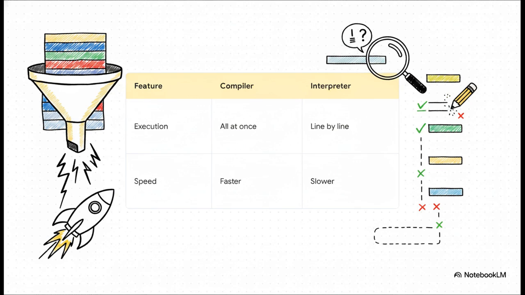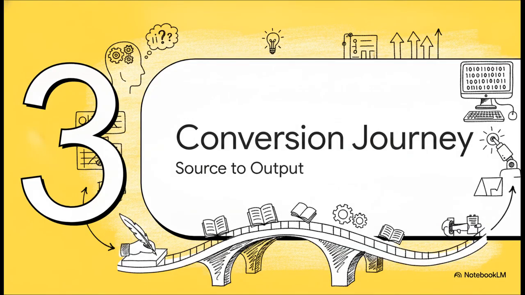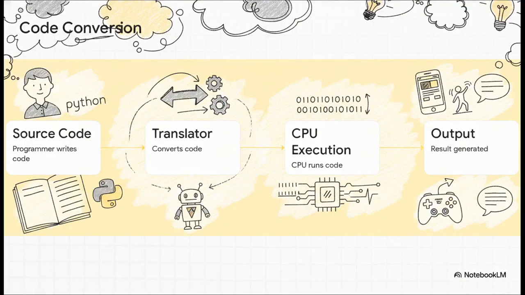So, we have our languages and we have our translators. Let's map out the complete step-by-step journey across our metaphorical bridge. How exactly do we get from human thought to computer action? Section 3, the code conversion journey. This right here is the absolute foundation of programming.